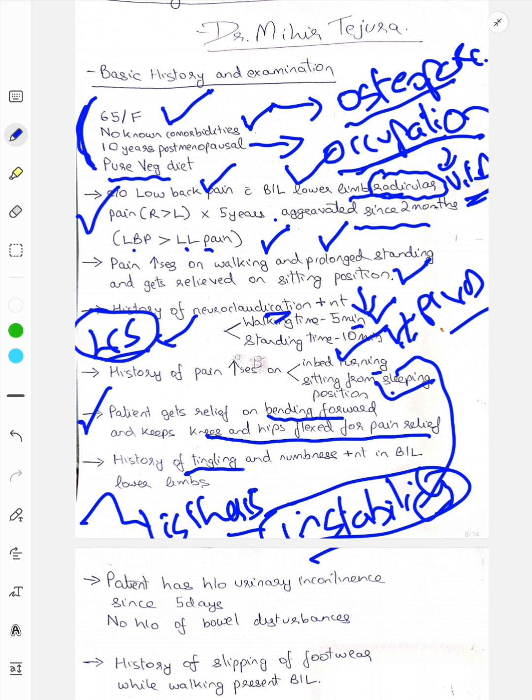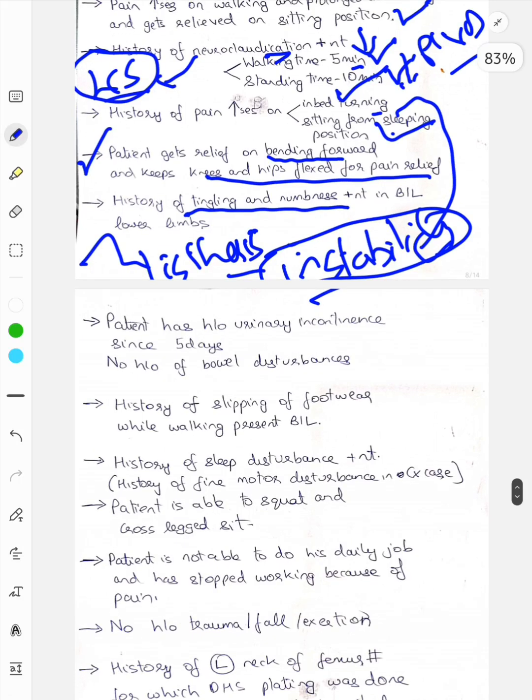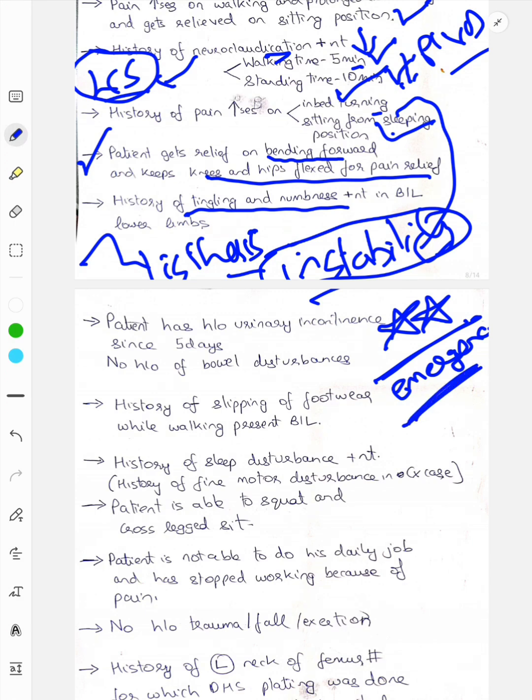Now, the other thing you must not miss is history of tingling and numbness present in lower limbs, right or left. That might give a picture of radiculopathy and nerve root compression, right? Then the alarming sign, it is very important. You must not miss to ask this thing. That is history of bowel or bladder disturbances. That is an emergency. History of bowel and bladder disturbance is an emergency.